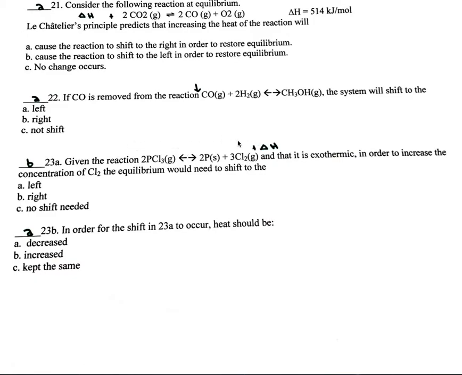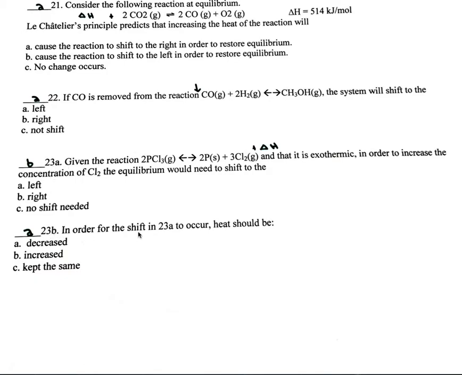And that is to the right, because if it shifts, and I can't express this, I don't have my hands, unfortunately, watch my cursor. If it shifts to the right, I'm forcing PCl3 to become P and Cl2. So I'm increasing not only Cl2, but also P by shifting it to the right. Okay, now notice 23A is linked to 23B.